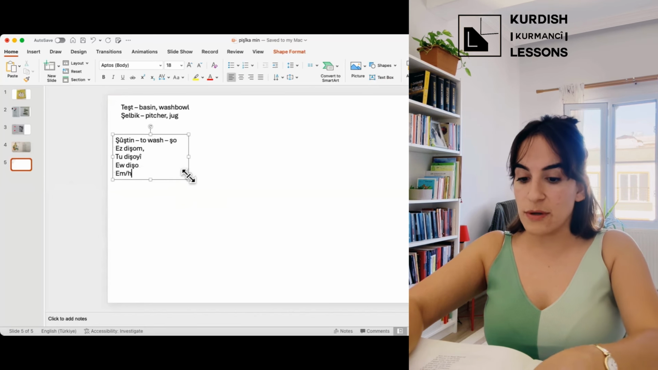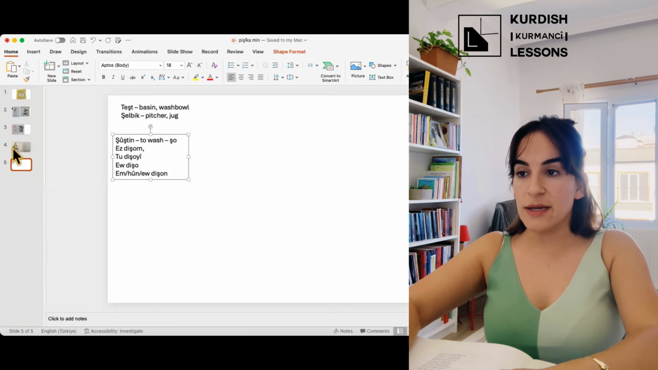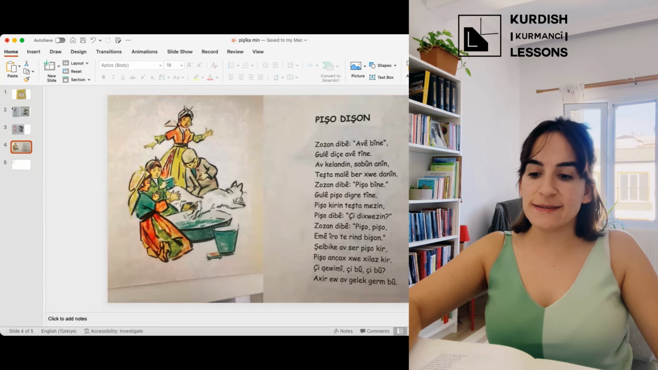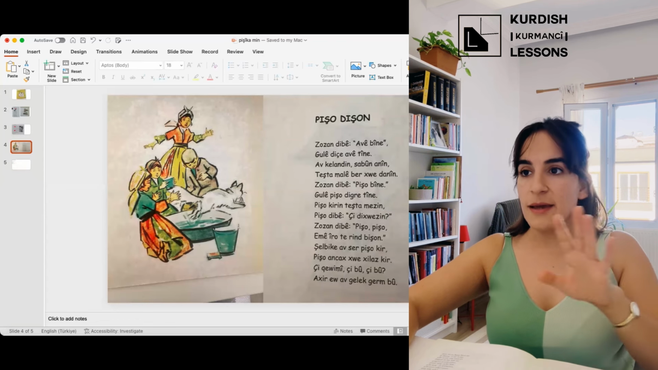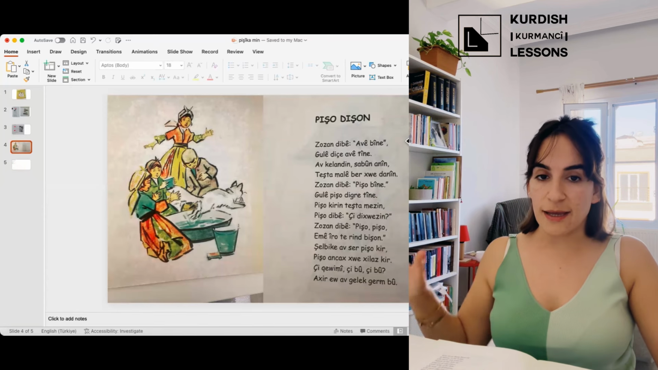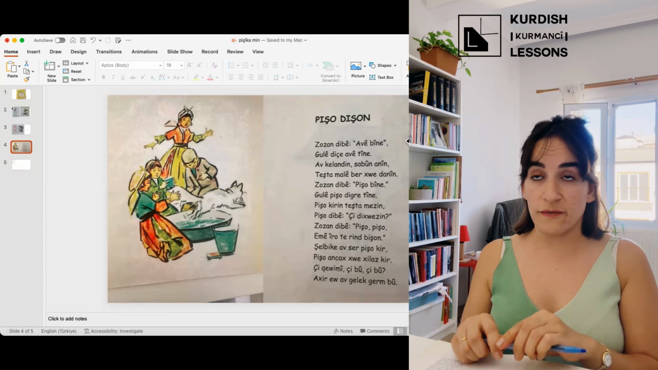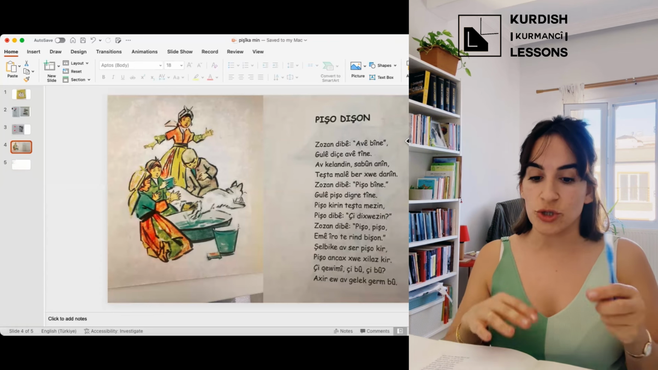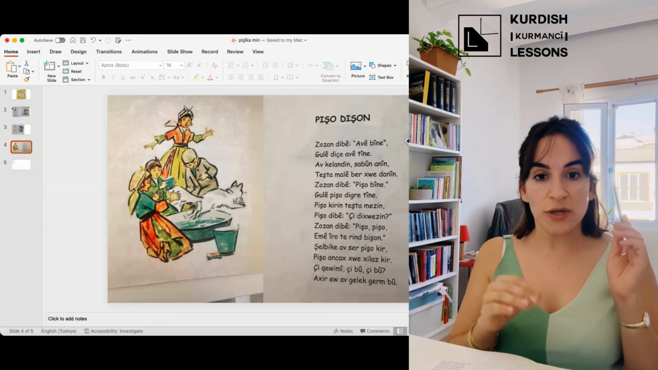Ev Dışo. Em Hun Ev. Dışon, so I know Dışon is for plural, and since it's not we wash or you guys wash, it's about another group of people, so they are washing. Ev Pişo Dışon, okay, they are washing the cat. And in Kurmanji, since the verb is conjugated according to subject in present, in future, and in the past with transitive verbs, you can drop the subject.